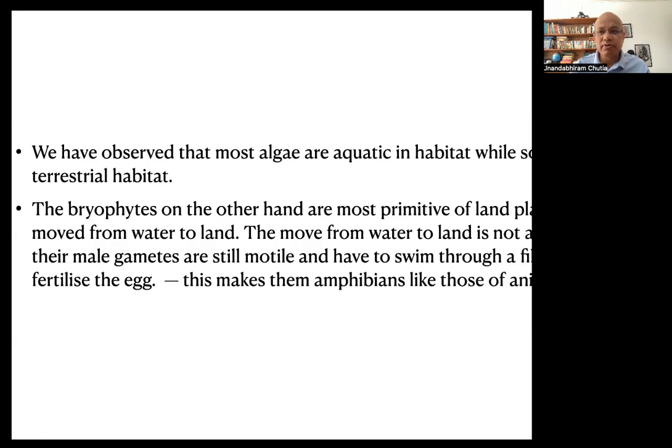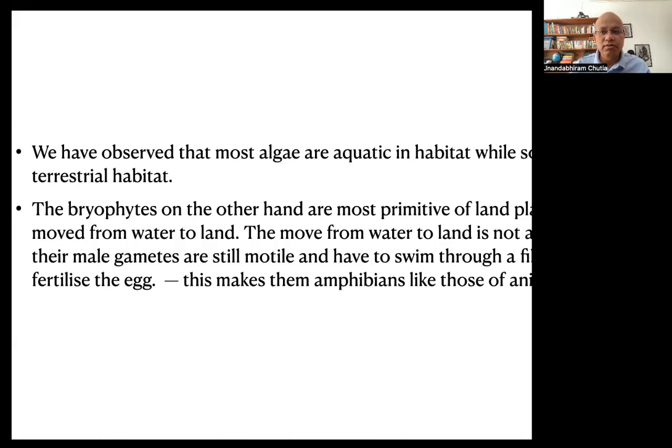So I have already referred earlier that most algae are aquatic in habitat, while some adapt to the terrestrial habitat. And being the primitive land plants, the bryophytes move from water to land. And when they move from the water to land, it's not absolute because their male gametes are still motile, and they have to swim through a film of water to fertilize the egg.